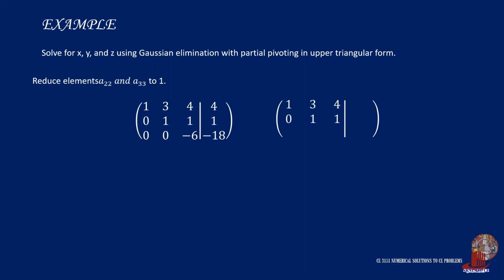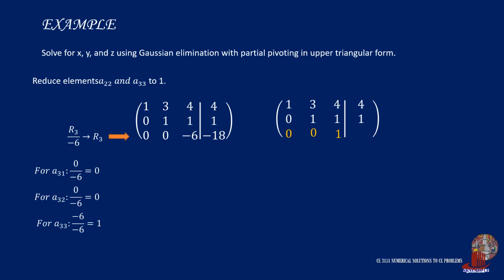To reduce element 3,3, we divide the third row by negative 6. So with element 3,1, we have 0 divided by negative 6 to give 0. Element 3,2 has 0 divided by negative 6 to have 0 once more. Then at element 3,3, there is negative 6, which we also divide with negative 6, giving 1. And the constant of negative 18 becomes 3 after being divided by negative 6.